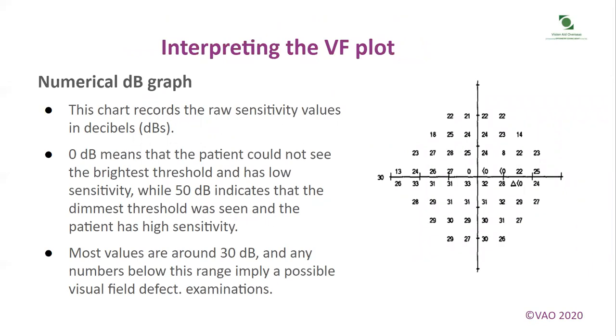Interpreting the visual field plot. Numerical decibel graph. This chart records the raw sensitivity values in decibels. 0 decibels means that the patient could not see the brightest threshold and has low sensitivity, while 50 decibels indicates that the dimmest threshold was seen and the patient has high sensitivity. Most values are around 30 decibels, and any numbers below this range imply a possible visual field defect.